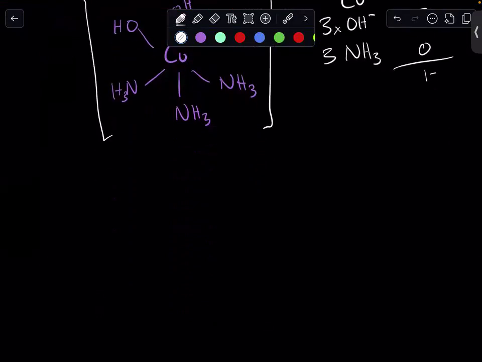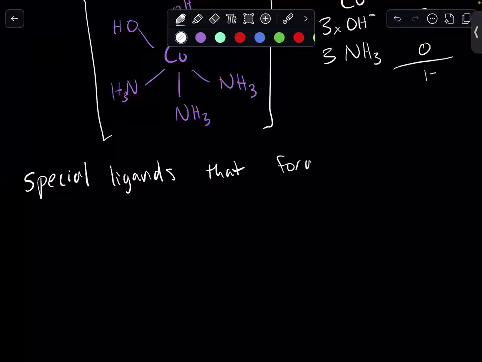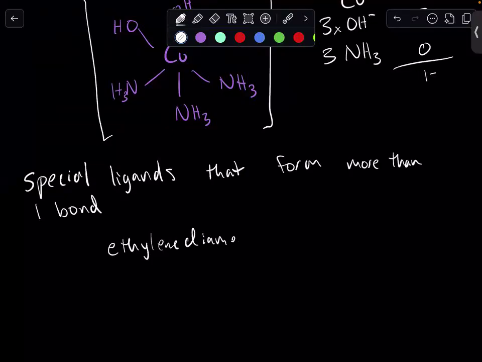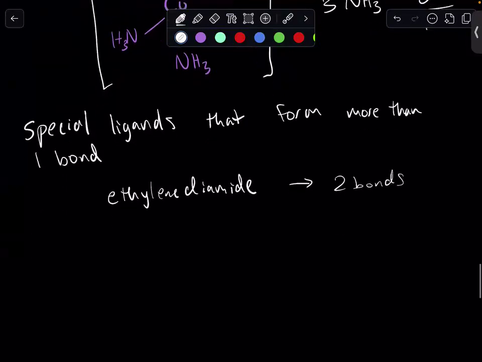There's two more uncommon special ligands. So some special ligands that form more than one bond. So the two special ones are ethylenediamine, which forms two bonds, and it's a ligand that can bond twice to the same compound, and EDTA, which can form 6 bonds.